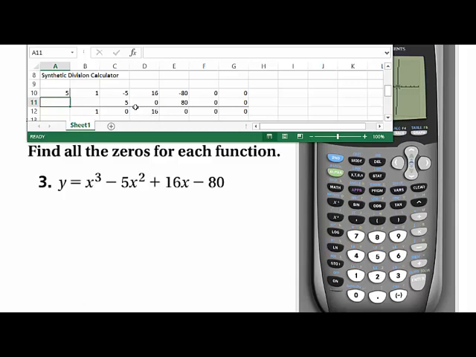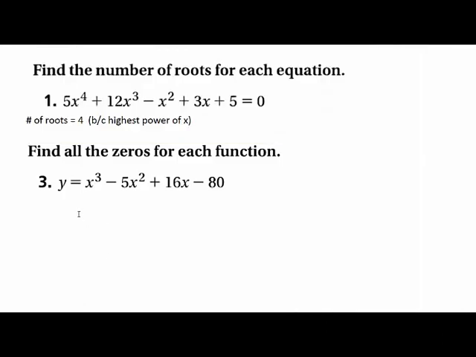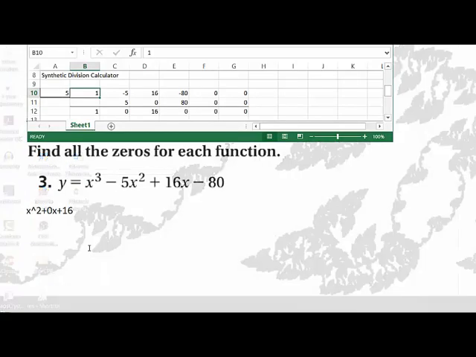Now, since I had an x to the third to start with, that's why this 1 goes here, x squared. When you divide one of your zeros out, here's what you get now. You get an x squared left over. So right now it's x squared plus 0x plus 16. How do I know that? Look at your synthetic division calculator.